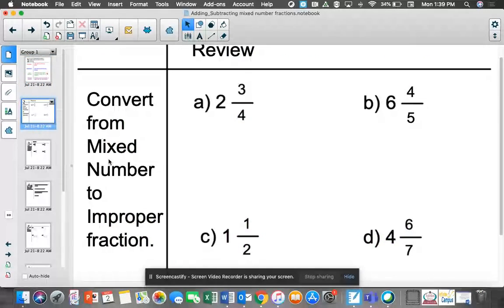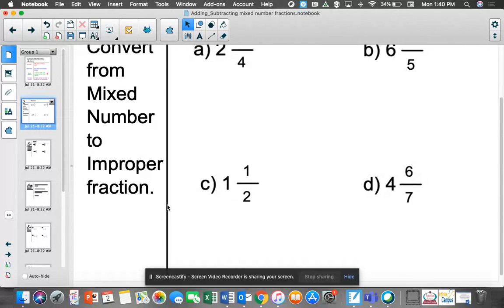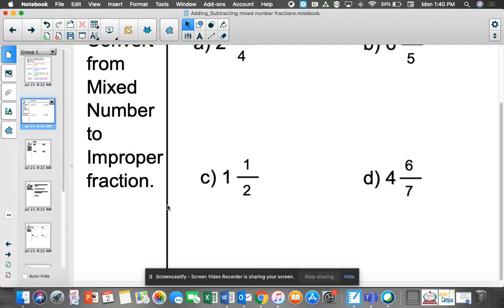All right. So here's a review. I would like you to convert from a mixed number to an improper fraction. A, 2 3/4 equals. B, 6 4/5 equals. C, 1 1/2 equals, and D, 4 6/7 equals.